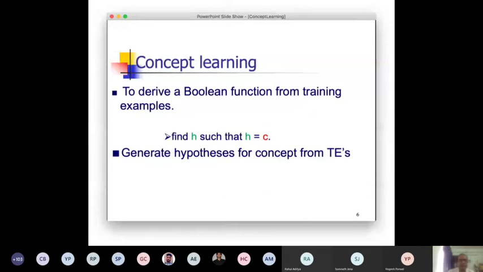So this is what concept learning is, as I was explaining with examples: you need to derive a Boolean function from training examples, and you have to find H such that H equals C.